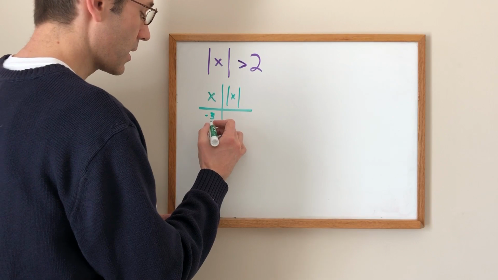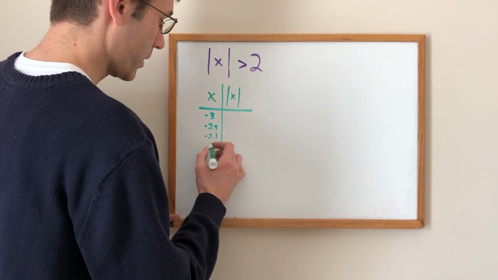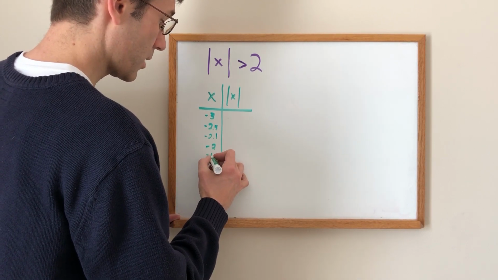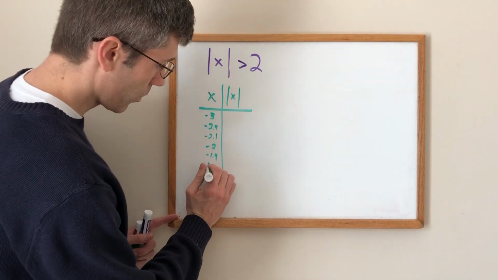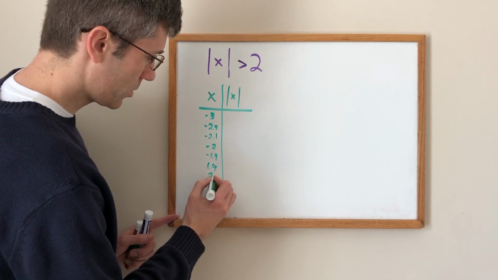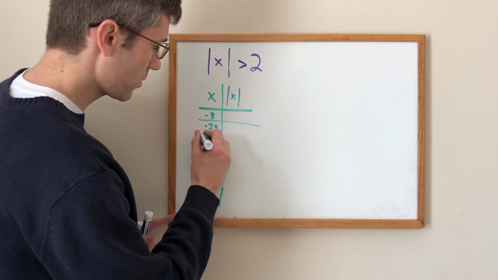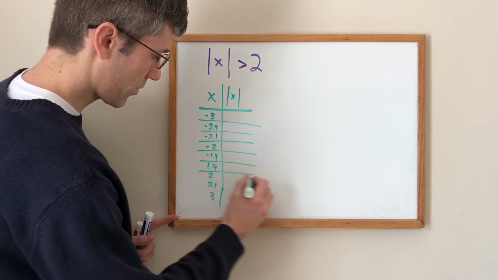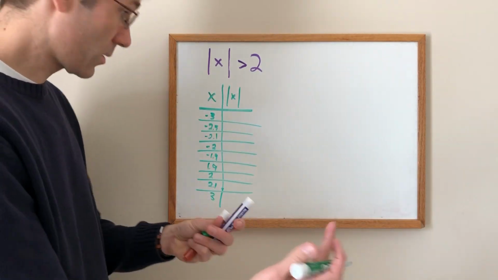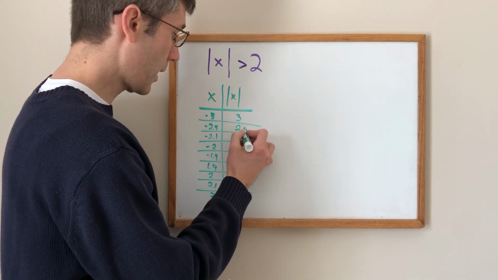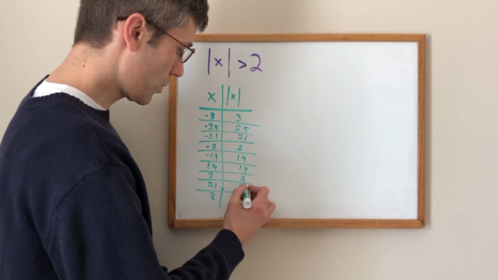So negative 3, negative 2.5. Now I'm picking numbers a little more strategically. Negative 2.1. Negative 2, negative 1.9. I'm just picking stuff that I think might work, okay? And then I'm going to do something similar here. 1.9, 2.1, and 3. So if I was to take the absolute value, I know I left off 2.5, but you get the drift. If I was to take the absolute value of each of these, then it basically makes them positive. So 3, 2.5, 2.1, 2, 1.9, 1.9, 2, 2.1, and 3.